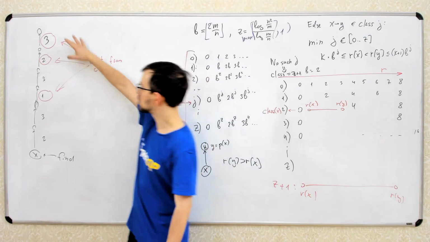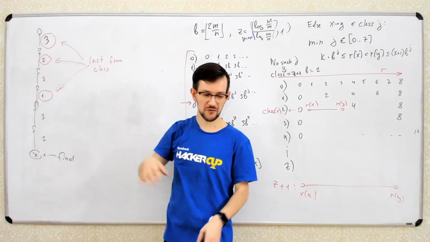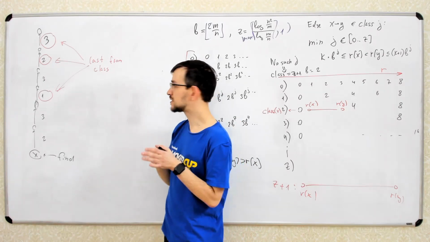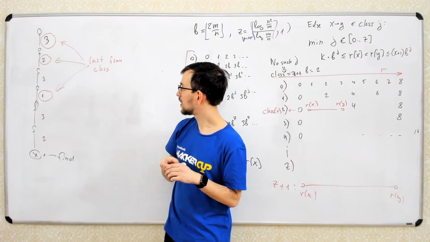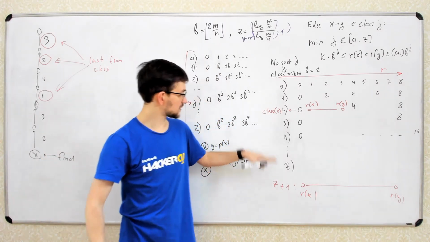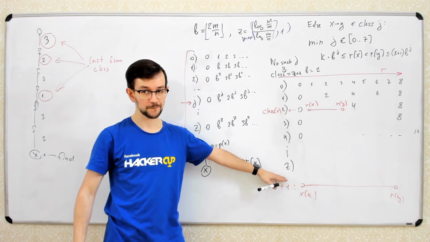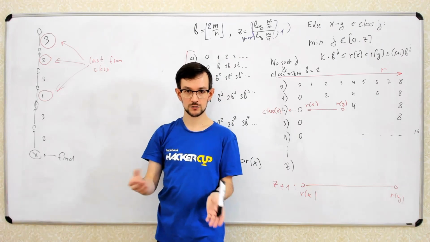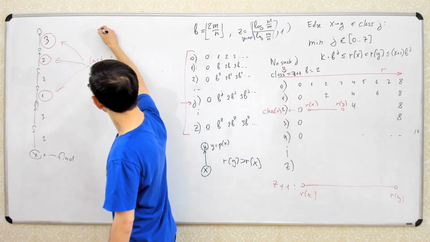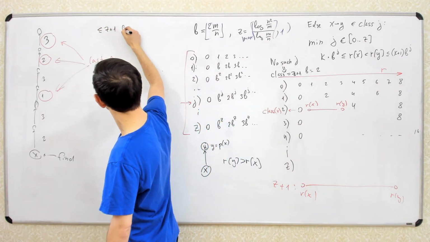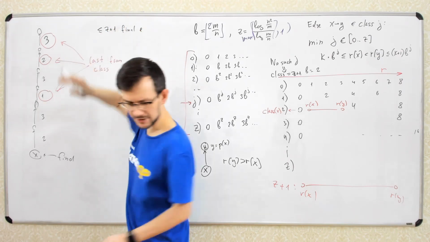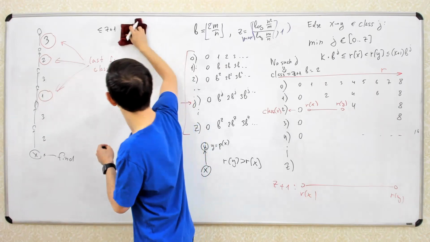So how many edges in this path are the last edge from the corresponding class? It's easy to see that we have z plus 1 classes. So we have at most z plus 1 final edges. No, final, last, this last here.